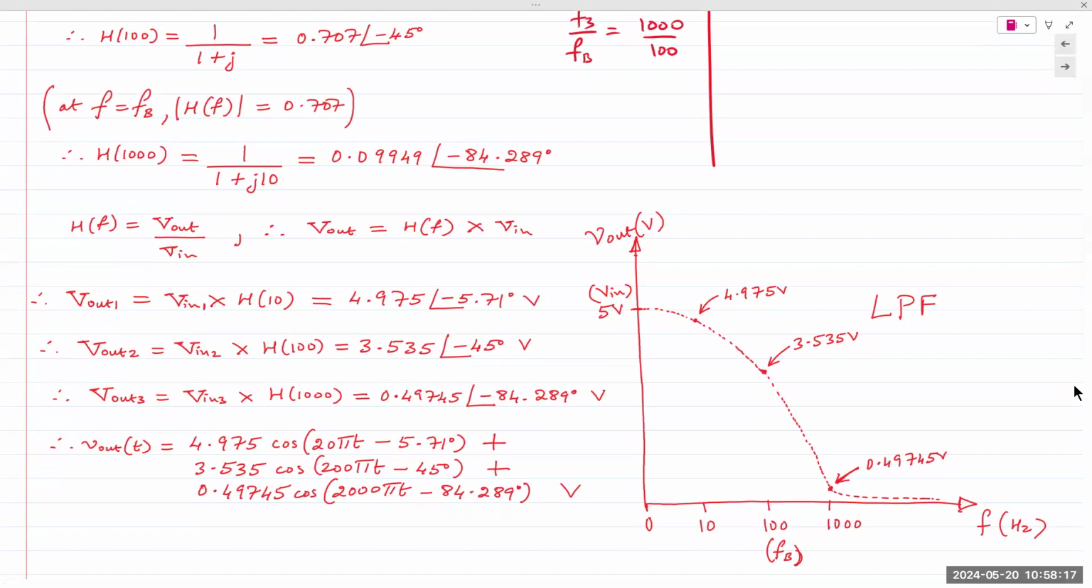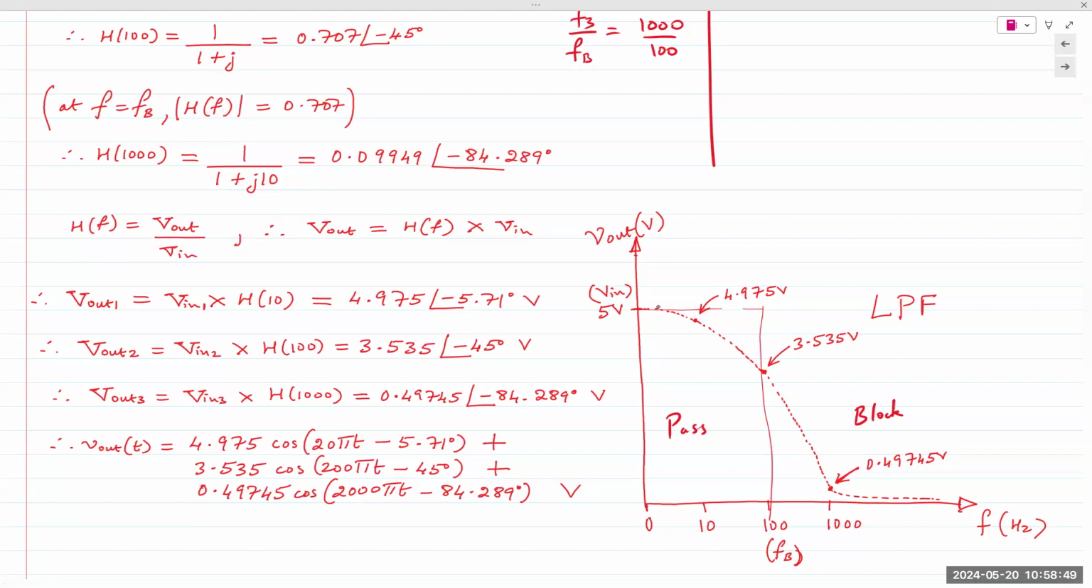If I plot these 3 points, you can see this approximates a low pass filter. This is the pass band on the left, and this is the block on the right. The steps and the approach make sense? Okay.